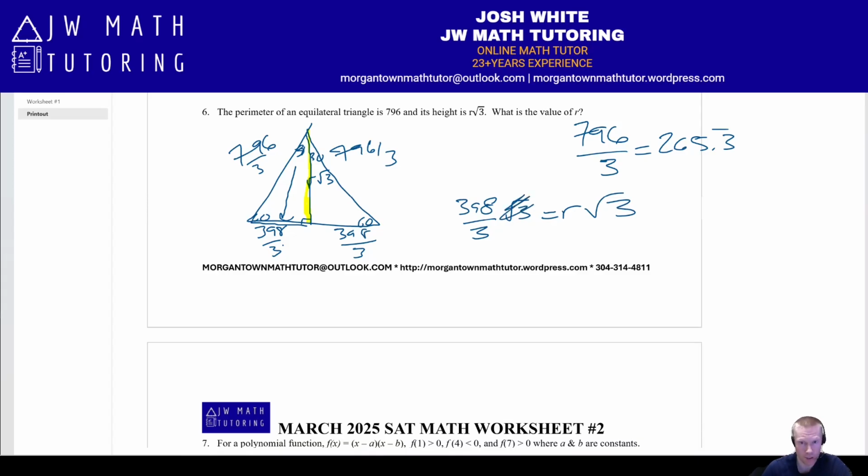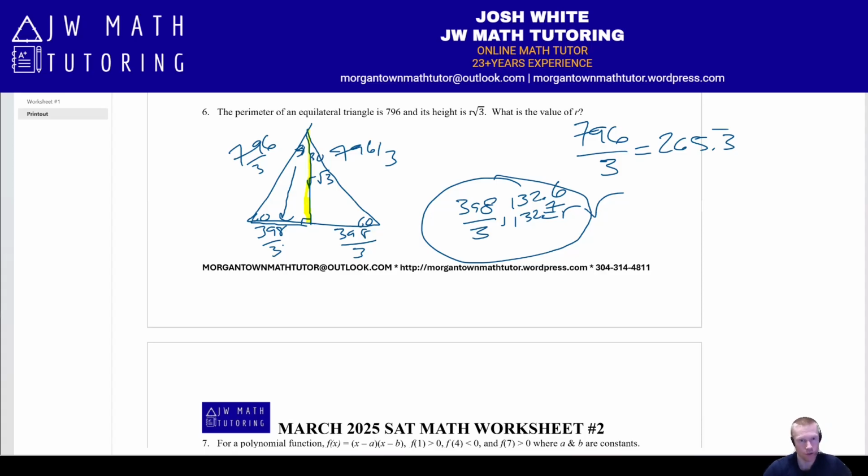Therefore, what does r have to equal? Well, the root 3's cancel out, so r is just this number right here, 398 over 3. You could also report it as 132.6 if you truncate it, or 132.7 if you round it. So any of those three answers would be acceptable for this.